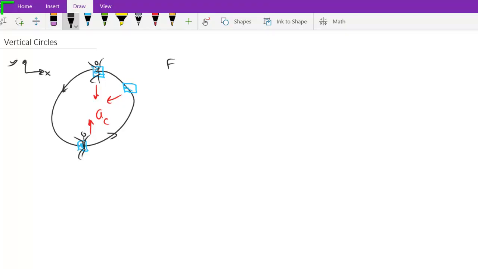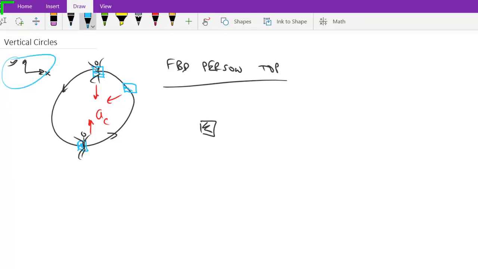So let's free body diagram the person. Let's start with the person at the top, with all the forces acting on them, using the same coordinate system we have over here. There would be a weight going down, and a normal force that the seat exerts onto the person, up like this. We'll ignore any forces in the horizontal direction; there may not be any at all. The result of these forces must be an acceleration towards the center, and since we're at the top, the center is located directly straight down.